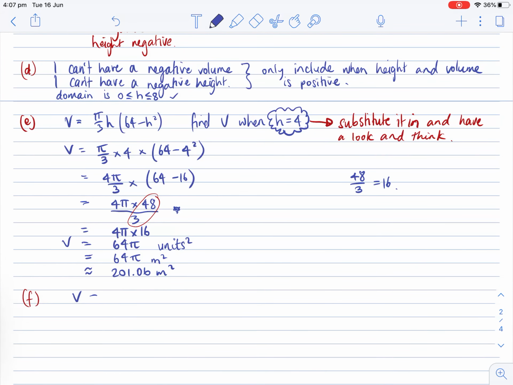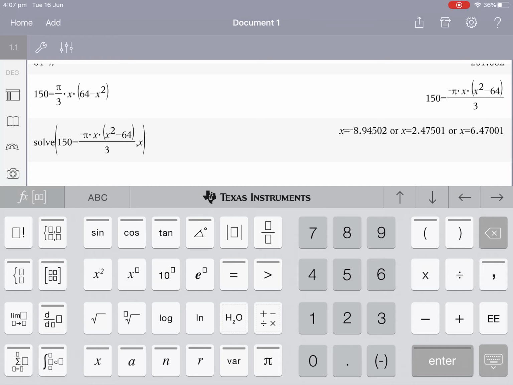I'm just going to take a screenshot of this and come back to my problem, but my Notability has completely frozen. Because the video is nearly over, I'll just finish off on the calculator screen.